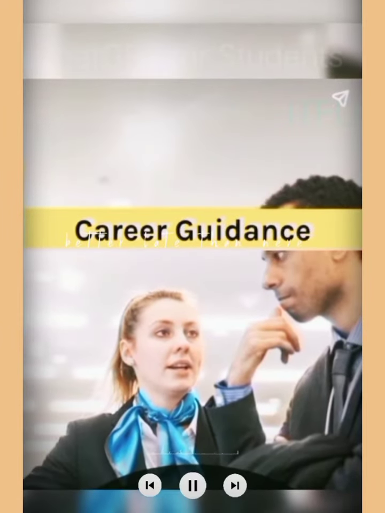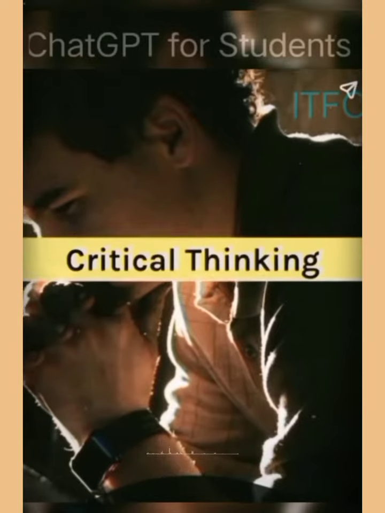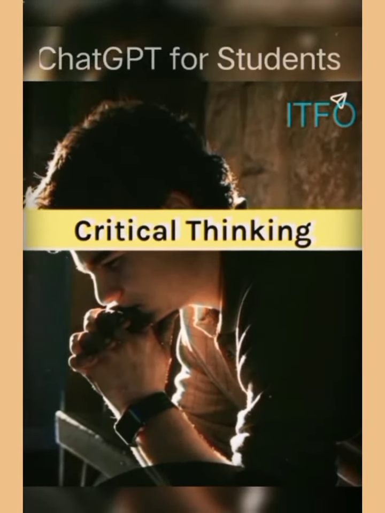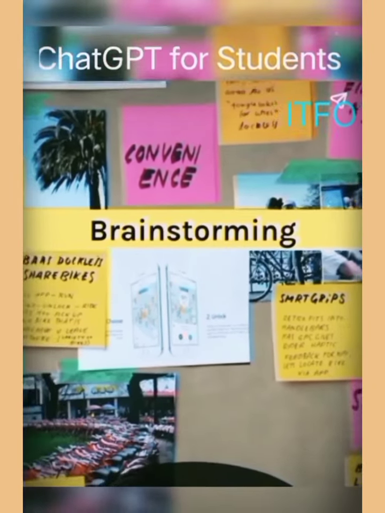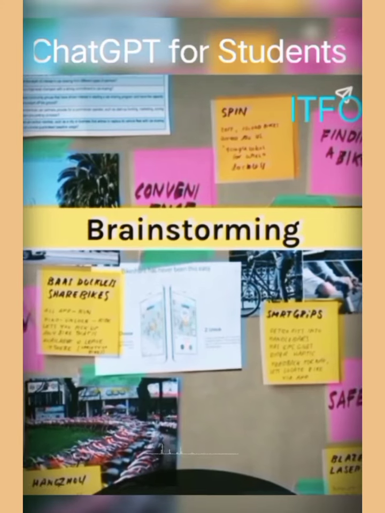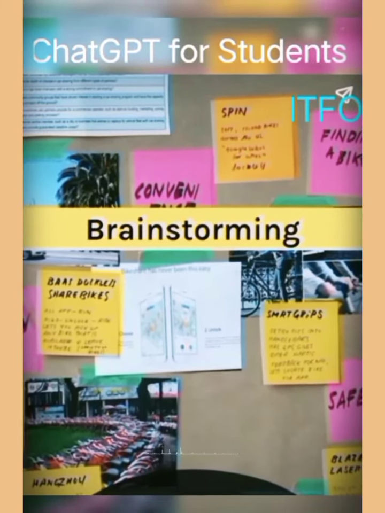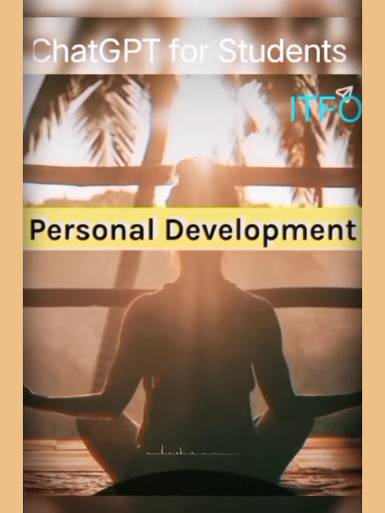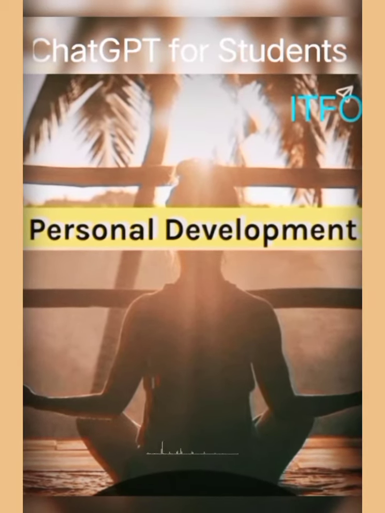Activity for option like guidance, futures, and students' possibility, etc. Number two, critical thinking. ChatGPT can also assist students in developing their critical thinking. Number three, brainstorming. So, first section on how to approach a topic for the help in the gathering information. Next, personal development, goal setting, self-improvement, and emotional well-being.